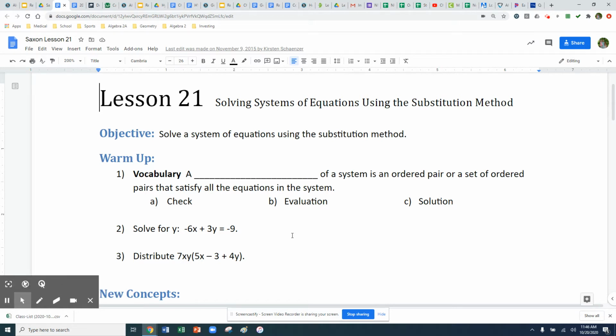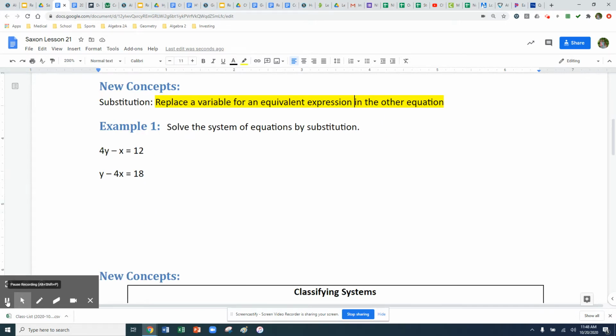So far in Lesson 15, we've talked about how to solve a system of equations using the graphing method. Now we are looking at the second method, which is using substitution. Substitution means to replace, and that's exactly what we're going to do when we use this method. We're going to replace a variable with an equivalent expression in the other equation. So we'll practice that here with example 1.